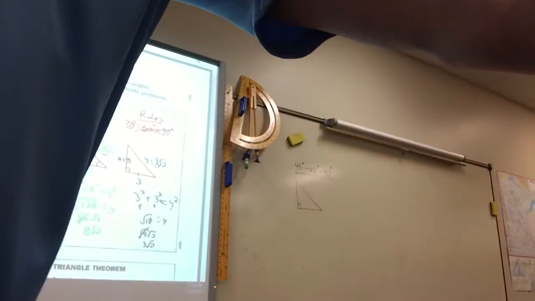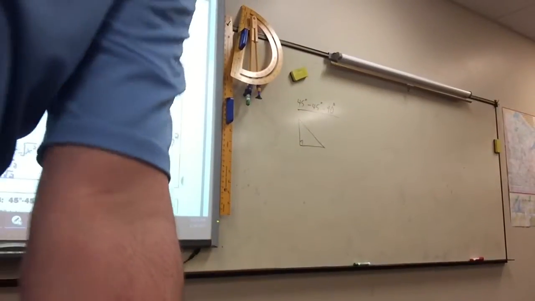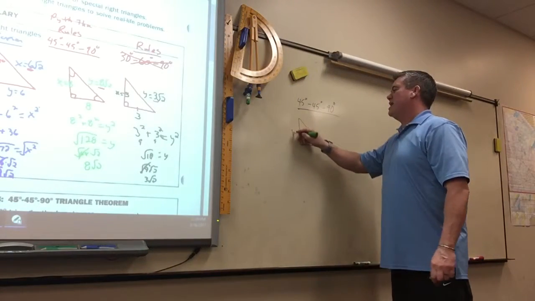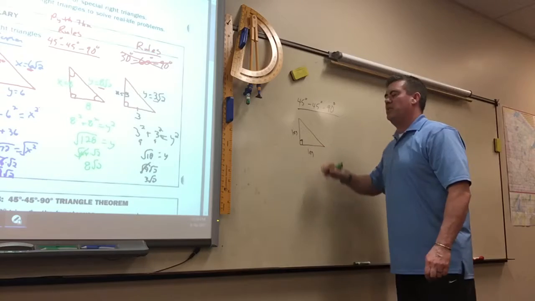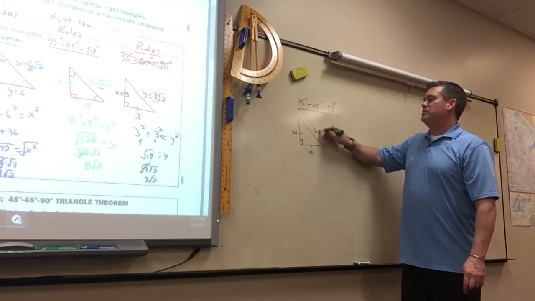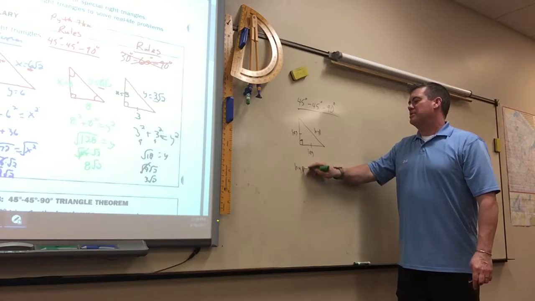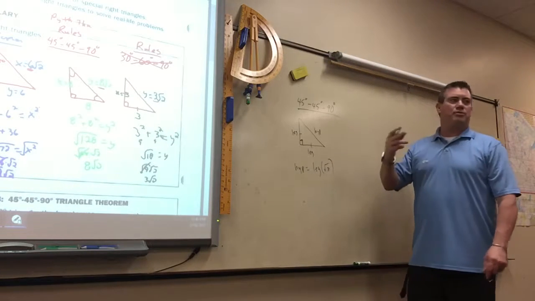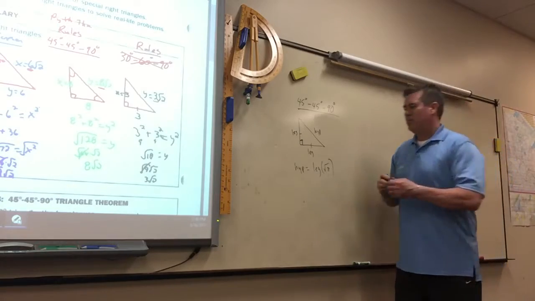Okay, when you're doing these, a right triangle always has, in this case, legs that are the same length, right? And then there's the hypotenuse. The hypotenuse is always equal to whatever the leg is times the square root of 2. That's the first rule. Okay?